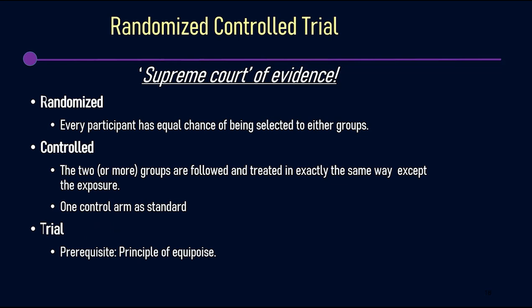However, this could be an ethical issue, and the principle is called the principle of equipoise, which means that there should be uncertainty as regards which treatment is better. If previous studies have already shown that one treatment is superior to another treatment, then no trial is allowed for ethical reasons.